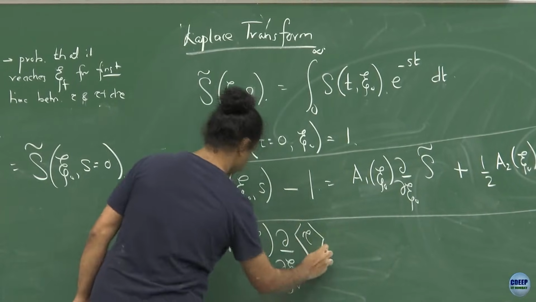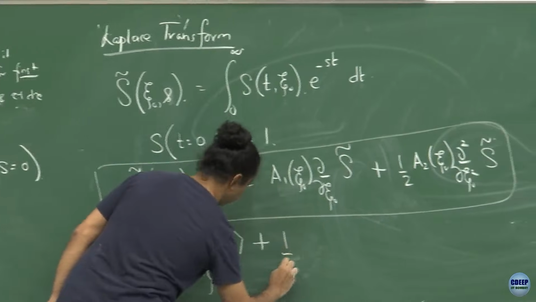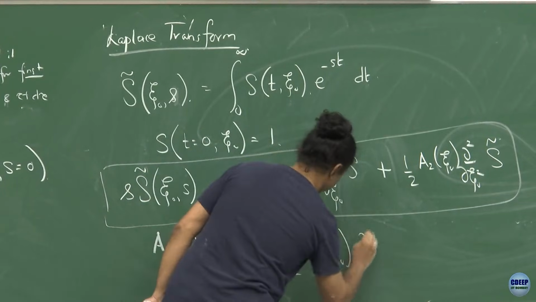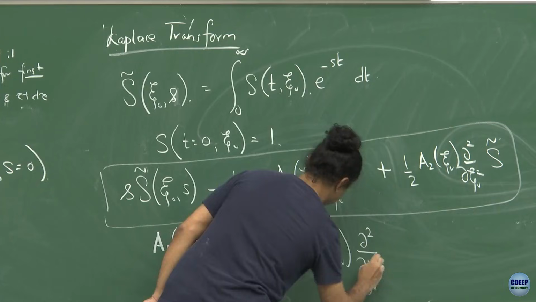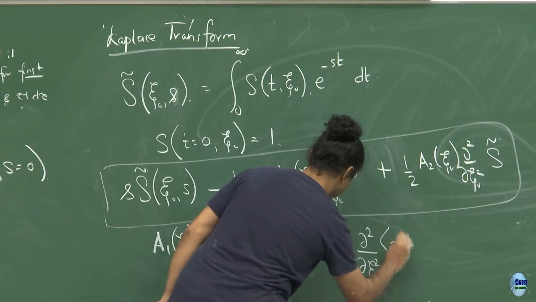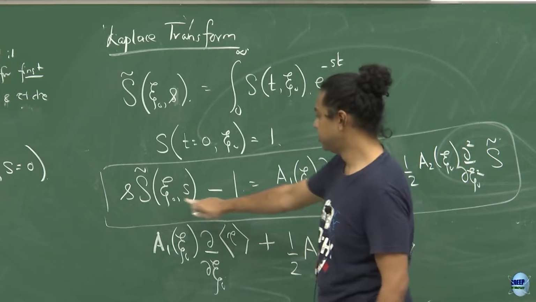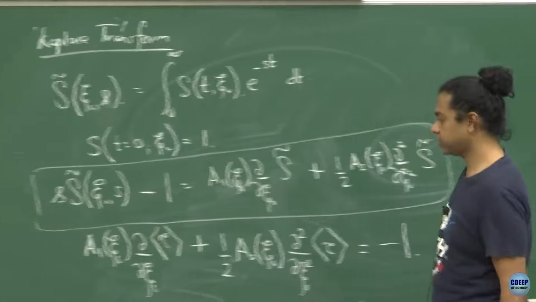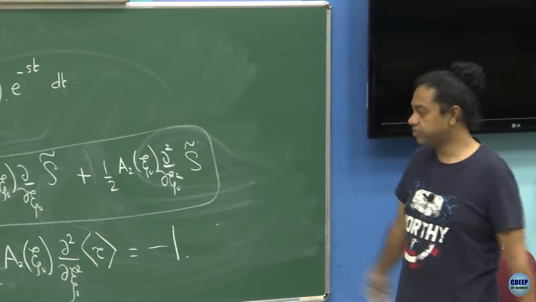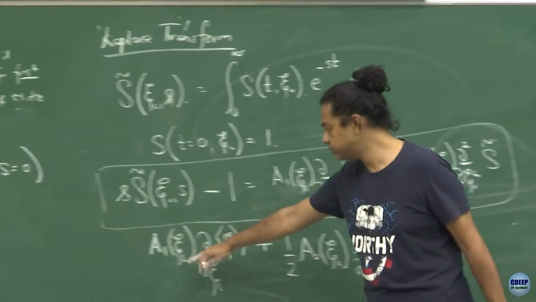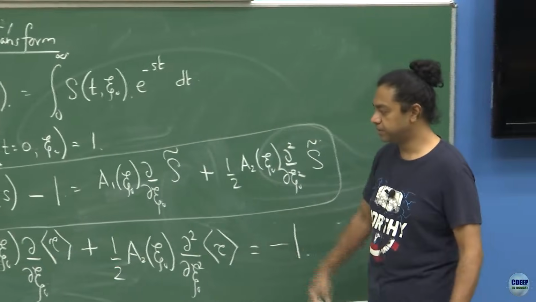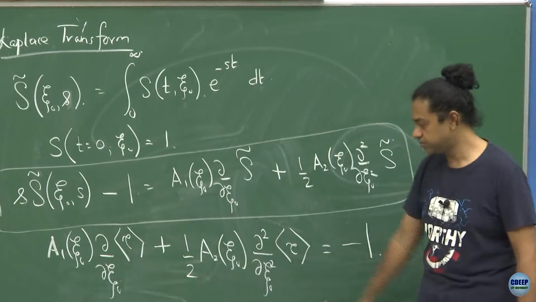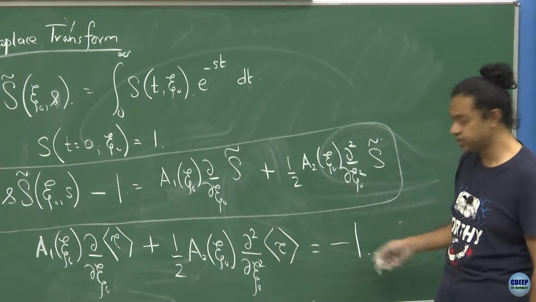So mean tau plus half a2 of xi naught del 2 del xi naught square of again s tilde at s equal to 0, which is my mean tau, is equal to, this is 0 because I have a small s outside, so it is equal to minus 1. So for a generic process with these jump moments a1 and a2, the equation obeyed by the mean first passage time is this: a1 times del del xi of mean plus half a2 del 2 del xi 2 of mean is equal to minus 1.